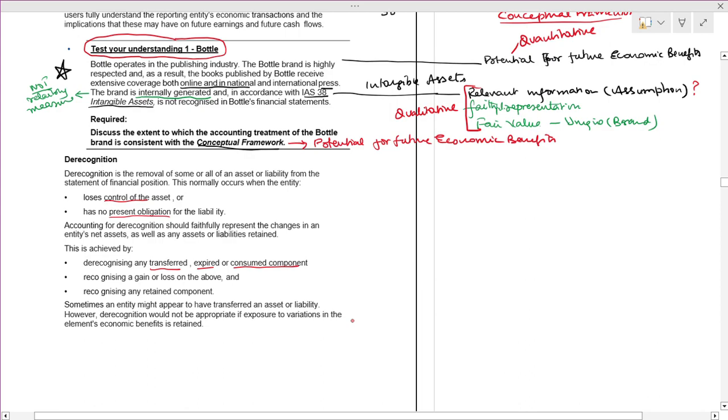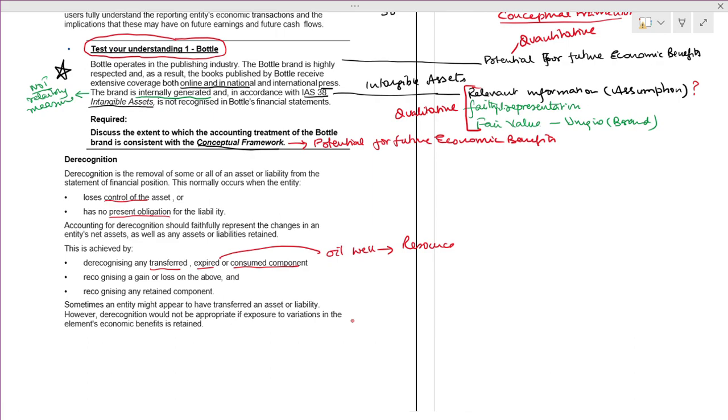Next, consumed components. See the thing, I will give you an example: you are talking about an oil well. You will have the resources. Once the oil well is exploited, what will happen at the end of its exploration? The value of the oil well will become zero. Those are the things which you should understand, how it will work.